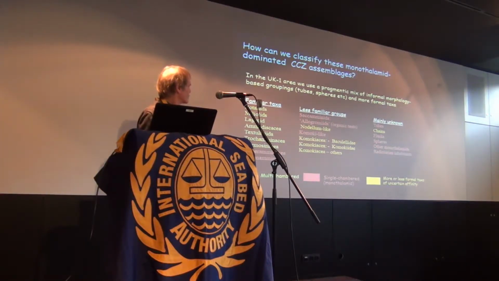The less familiar groups include 2 more or less formal taxa, but of uncertain affinity: the Komokiacea, which I'll say more about later, and these Nodellum-like forms. And then the rest are monothalamids. So these more or less formal taxa are yellow, and the monothalamids are this pinkish colour. The mainly unknown groups are mainly monothalamids. I just want to go through some of these groups to show you what they look like.